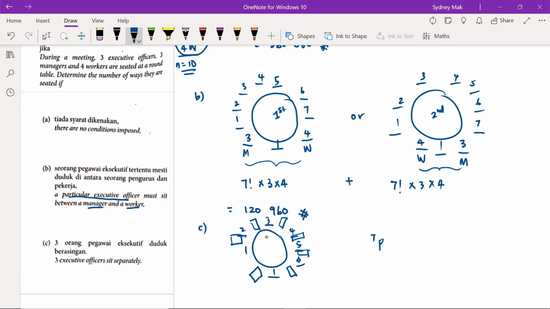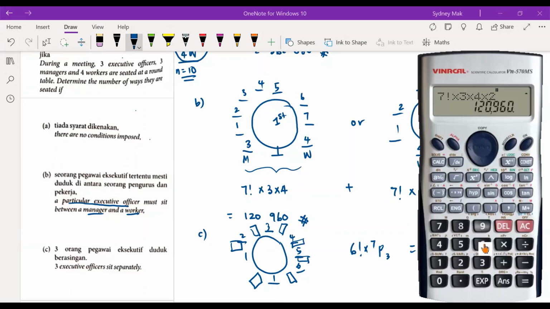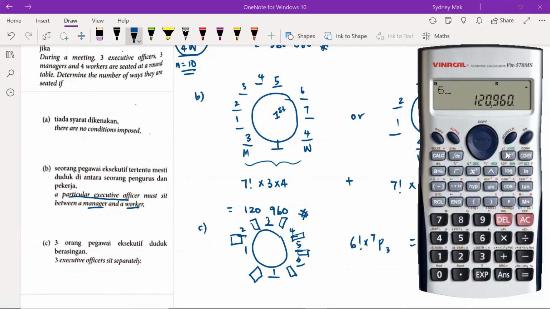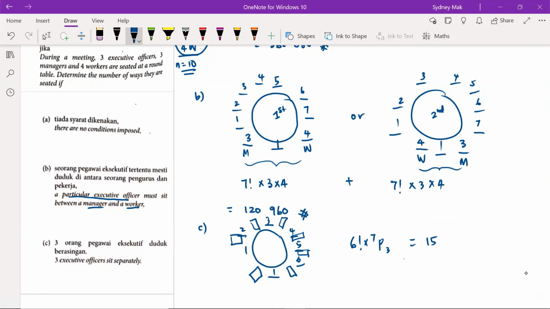So 7P3 times 6 factorial. Okay, 6 factorial times 7P3, which gives 151,200 ways. Okay, that's question number 31.